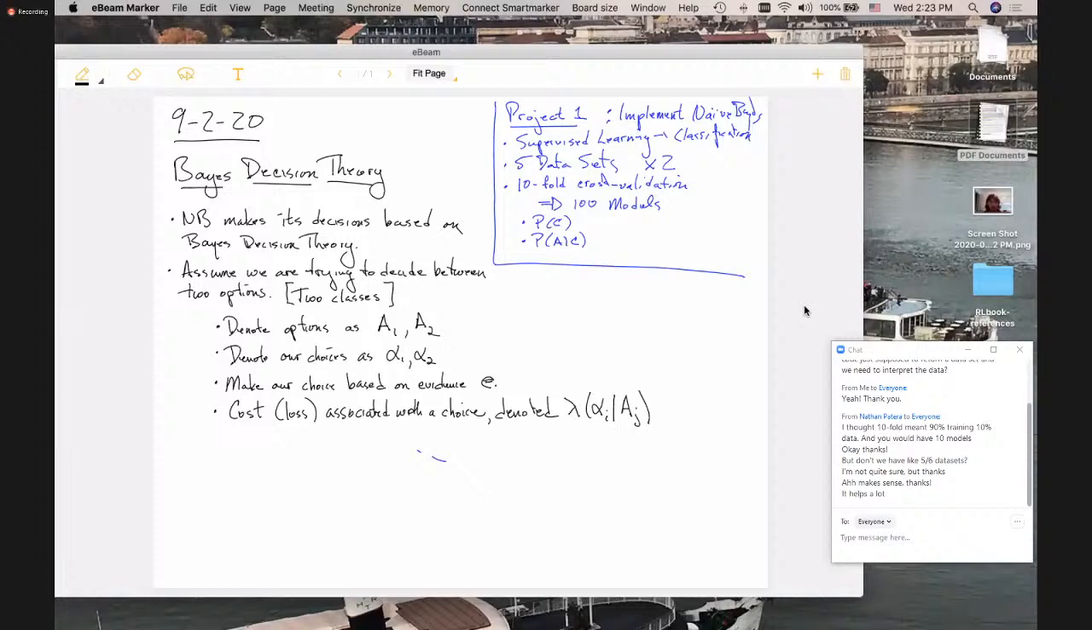All right. So with this notation, we will then define expected loss, and we will also refer to this as risk, as the risk of our choice alpha sub i given the evidence, which will now be equal to the sum over j, and j will end up summing to the number of options that we have, of lambda of alpha sub i given a sub j times the probability of a sub j given the evidence.